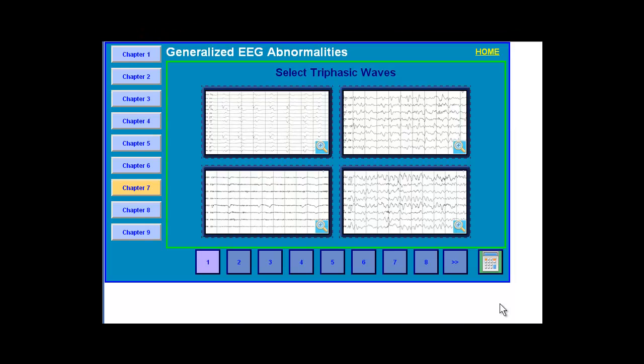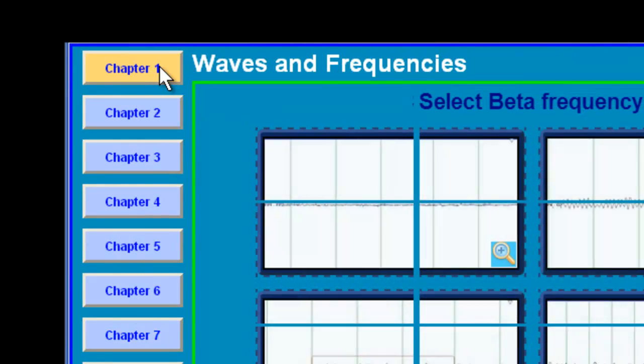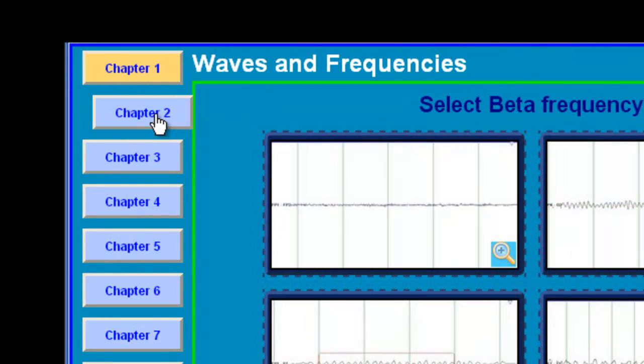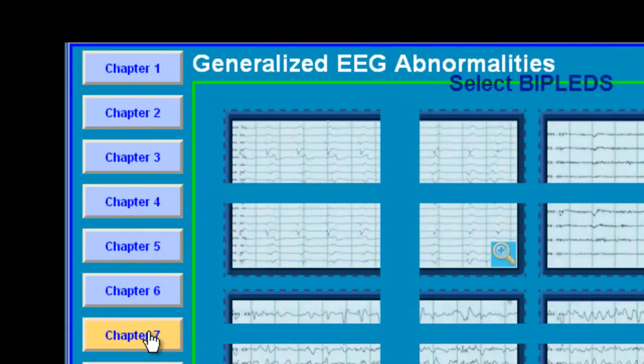So let's get started with chapter 7 of the EEGucation application. We've done a number of chapters previously. I think we've covered waves and frequencies. We've covered chapter 2, which is some normal patterns. So I'll start with chapter 7 today.